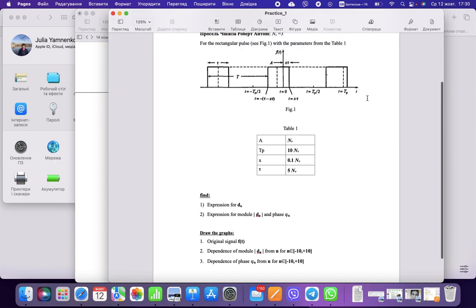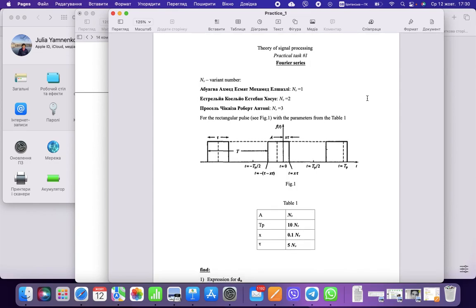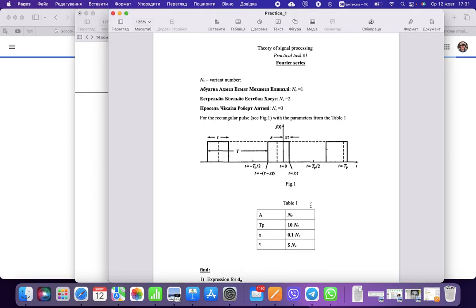We discussed, and I know that you had some questions about it, so let's speak about practical task number one. Your task is described in detail in the file called practice number one, and it is also available in our Google Classroom, in the part of tasks. Okay, I will not open it now, but it will be this file.